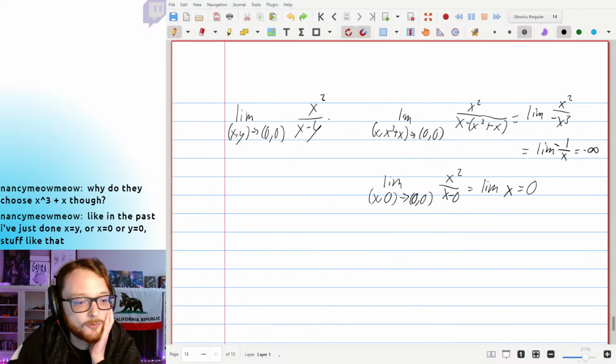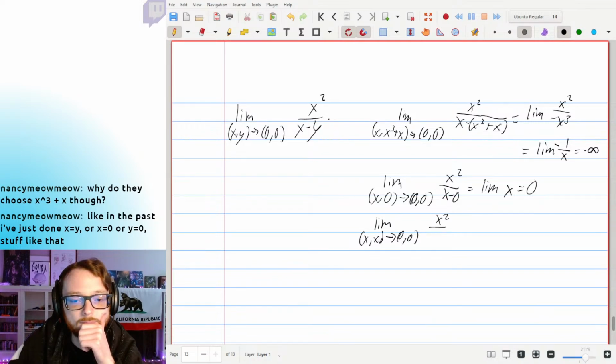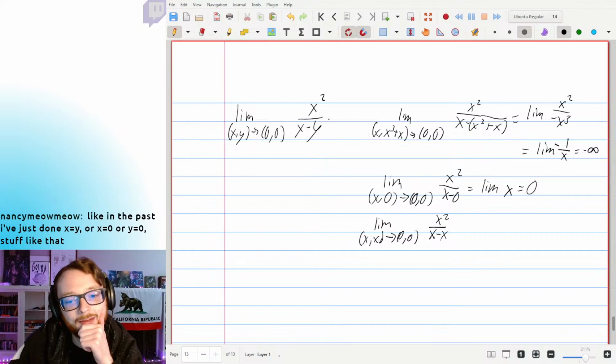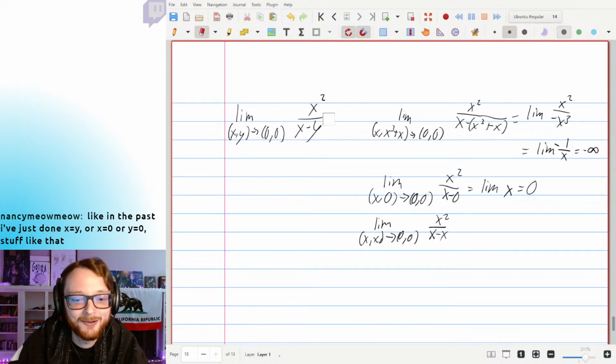I think y equals x, as you're saying, might just do the trick here. Let's try that. Well, that's a little bit weird, isn't it? Maybe that's not a good substitution. We can't allow y equals x.